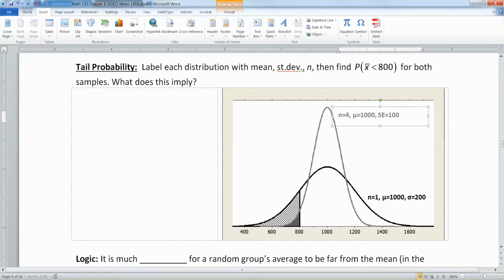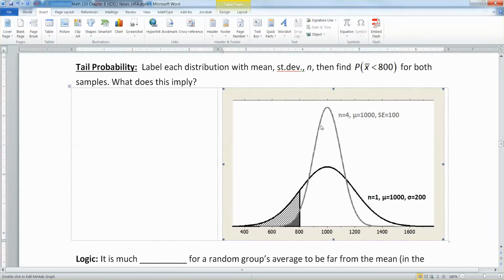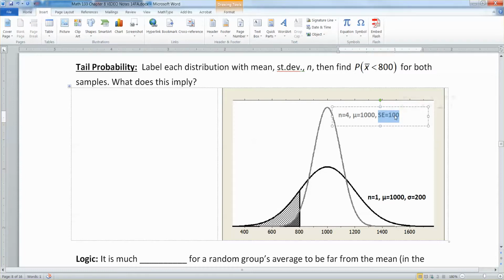So this one has a standard error of 100. It's standard error, not standard deviation. It's the standard deviation of the sampling distribution of sample means, i.e. the standard error. It's how far apart the sample means are expected to be from sample of size 4 to sample of size 4. And remember that that standard error is based on the fact that this was a sample of size 4. If you had a sample of size 8, this number would be smaller. The bigger your sample is, the smaller your standard error. All right, now let's find those probabilities.